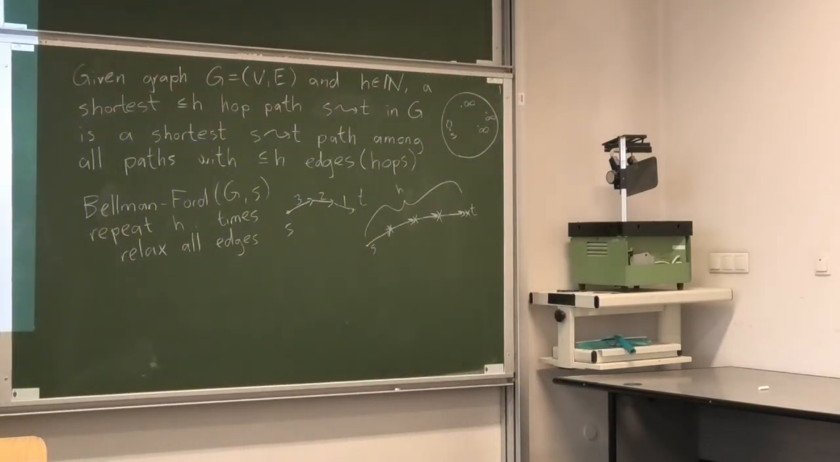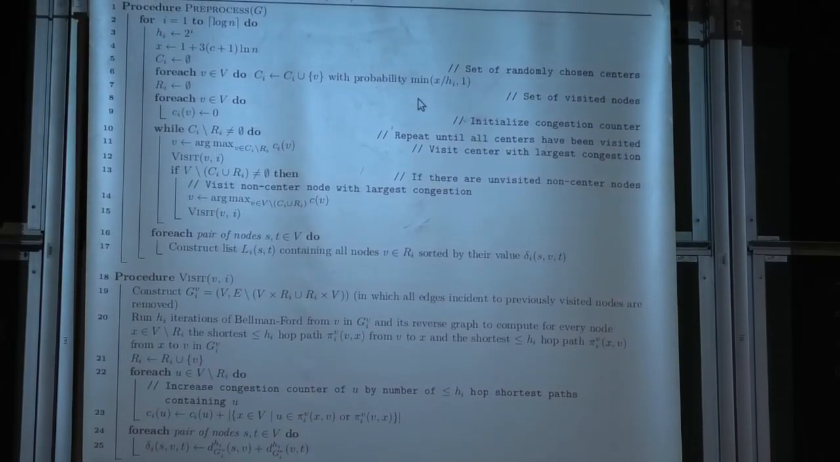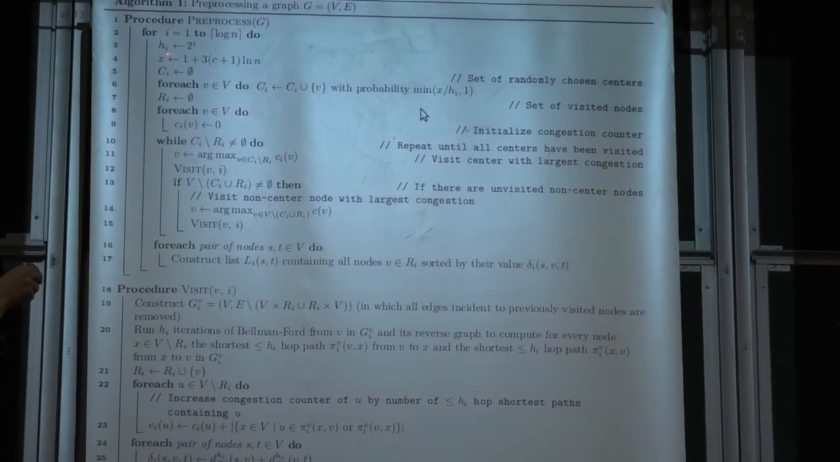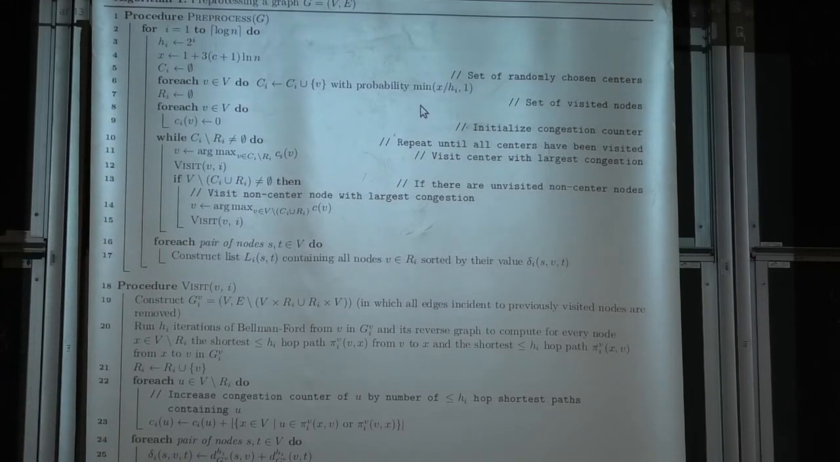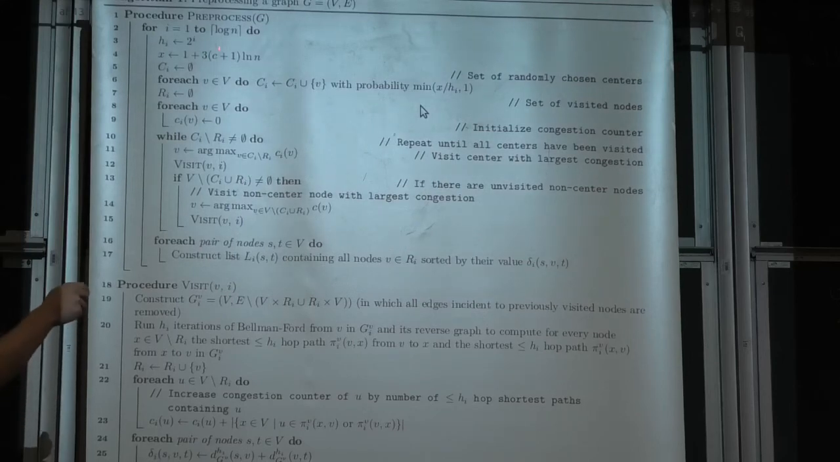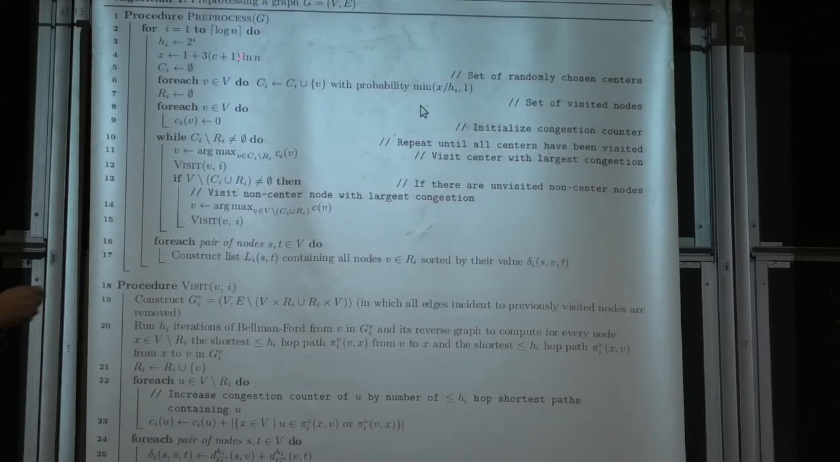Okay, so let's go back to the pseudocode. Basically, we have these iterations i going from 1 to roughly log n. In the ith iteration, we set h_i to be 2 to the i. And this h_i indicates the number of hops we're interested in. So in the ith iteration, we're interested in shortest paths that have roughly 2 to the i hops, so basically 2 to the i hop-restricted paths. Now we pick x to be something complicated here. It's roughly log n, but it has to do with this numerator here. We're going to use this lemma 1 here. Okay, so this is just roughly log n.